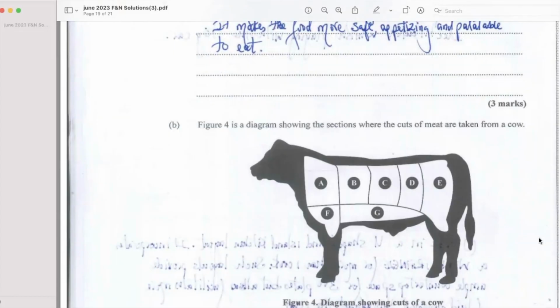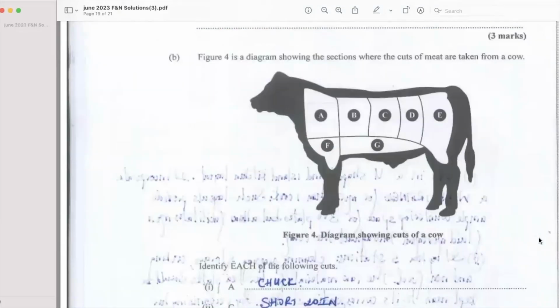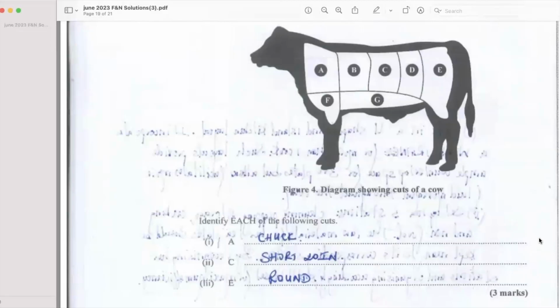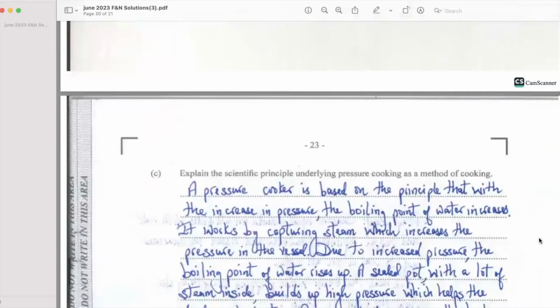And this is a big question that my students were having. Figure 4 is a diagram showing the sections where the cuts of meat are taken out. So you have A, B, C, D, E. All right, so these are the responses, and they ask for A, C, and E. So A is a chuck, and C is a short loin, and then E will be the round. 3 marks.